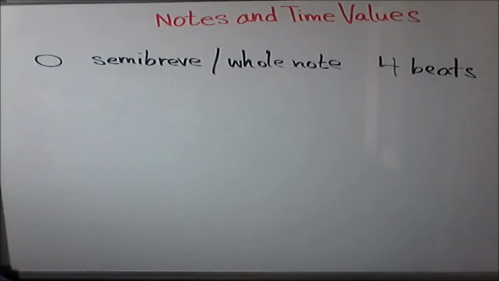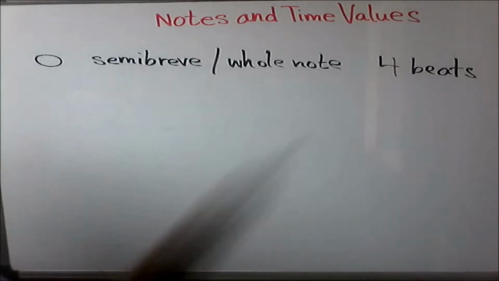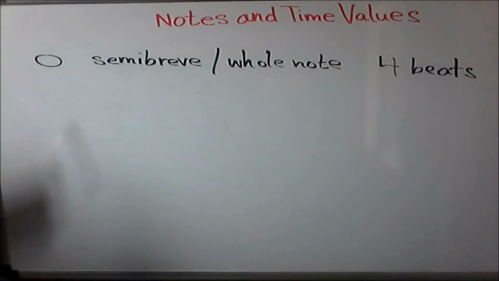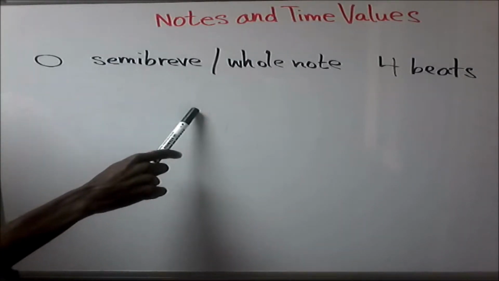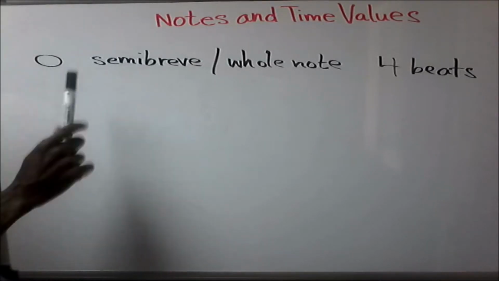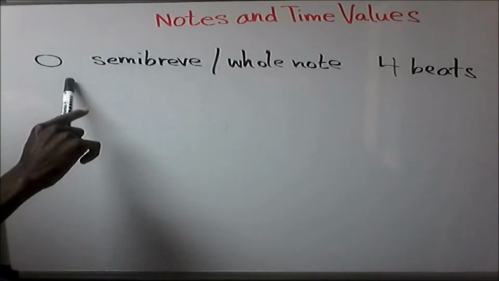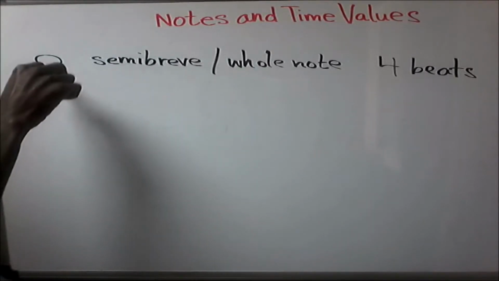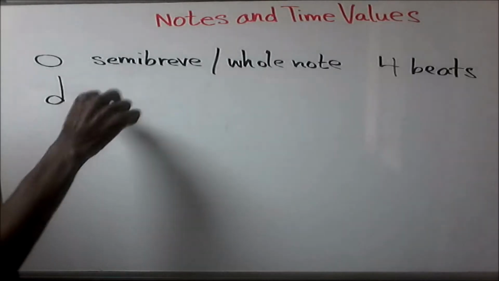Now, all music is made up of rhythm. Rhythm is patterns of beats, which are the building blocks of music. Whenever you're playing a piece, you're counting 1, 2, 3, and so on. These notes tell you how many beats are being used in a particular rhythm pattern. So a semibreve is worth 4 beats, and when you see one of these, you count 4. 1, 2, 3, 4. Tap it and tap 4. 1, 2, 3, 4.